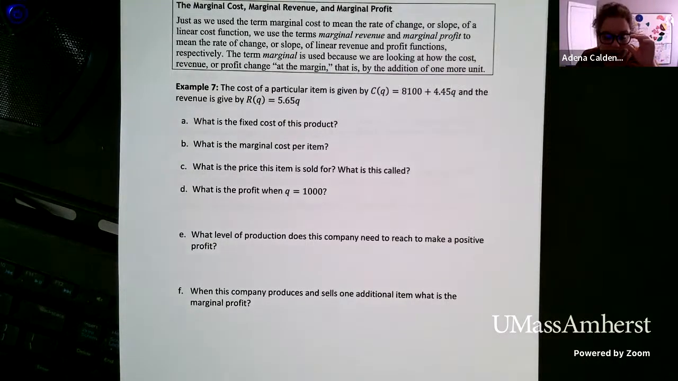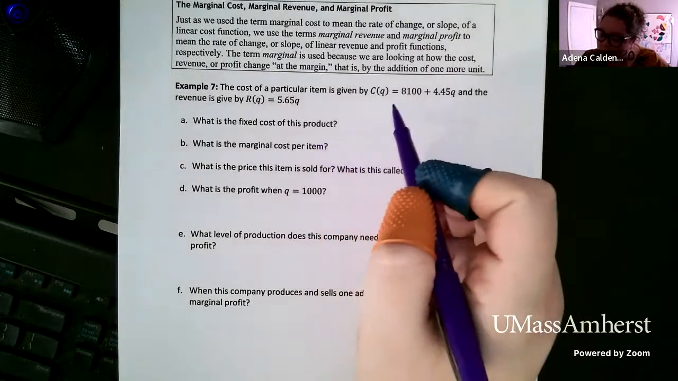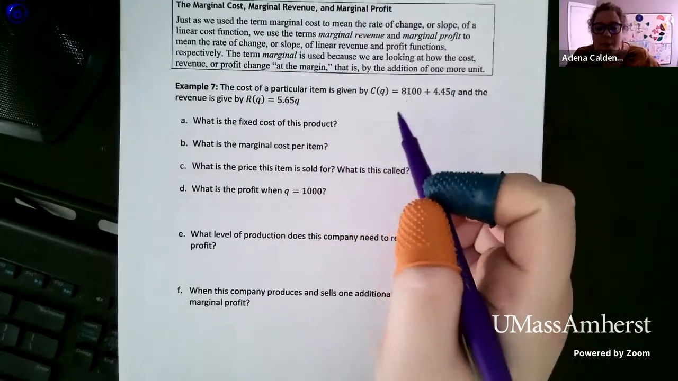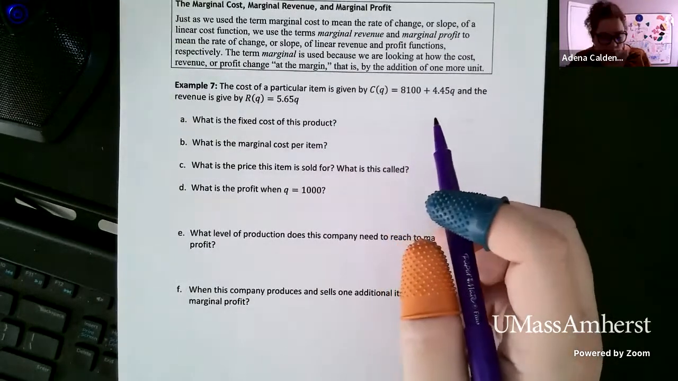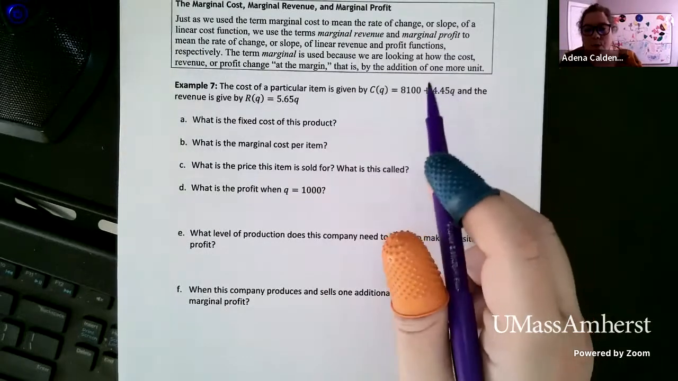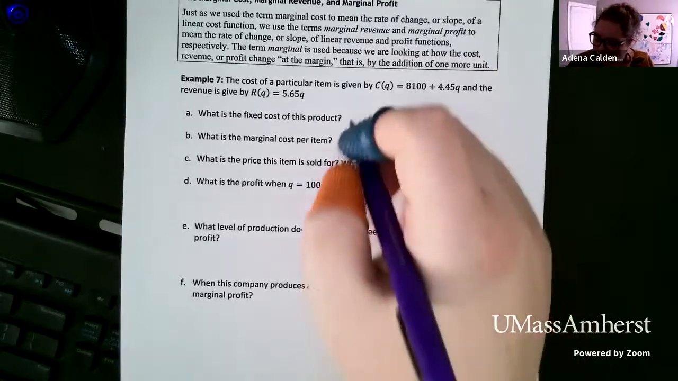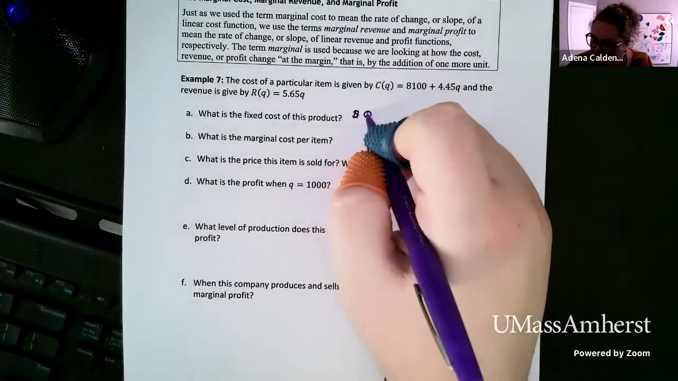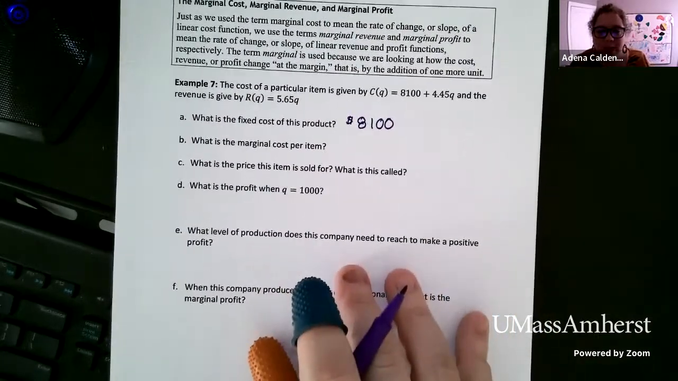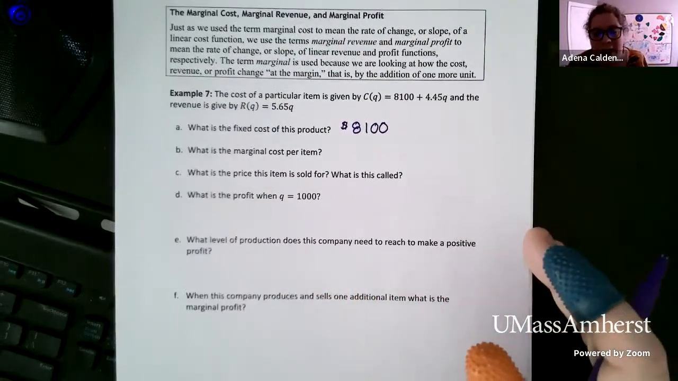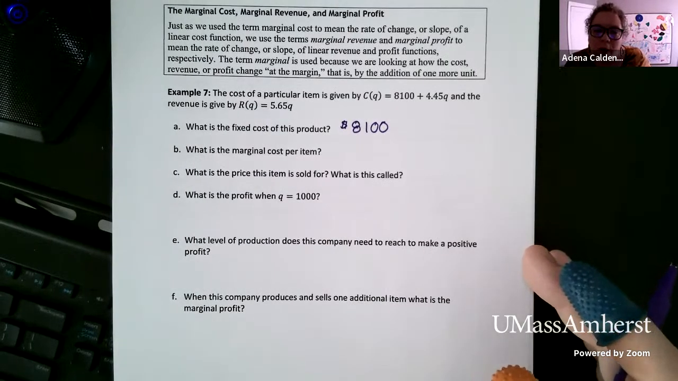Okay. So part A, what is the fixed cost of the product? So for fixed cost, we want to go to the cost equation. And we remember that our fixed cost is our plus B. It's the amount of cost when our quantity equals 0. So if this term is zeroed out, what's left is this plus B, which is $8,100. Okay, so our fixed cost, that's how much it's going to cost us, even if we didn't make any of our product yet.